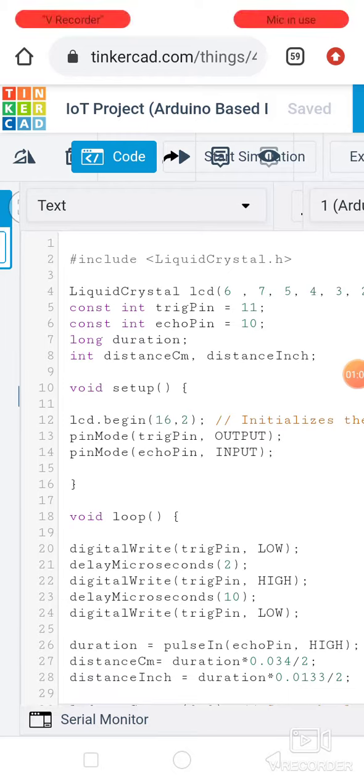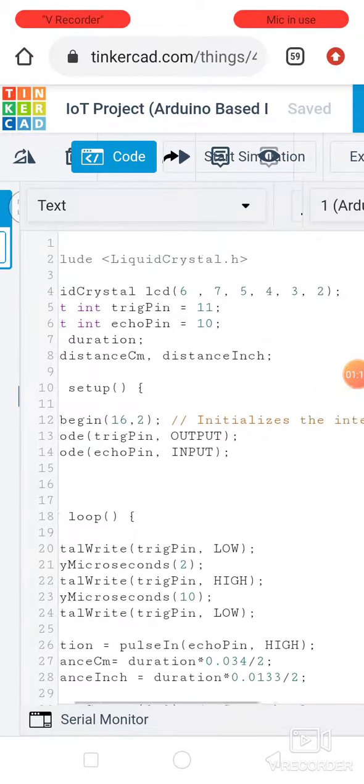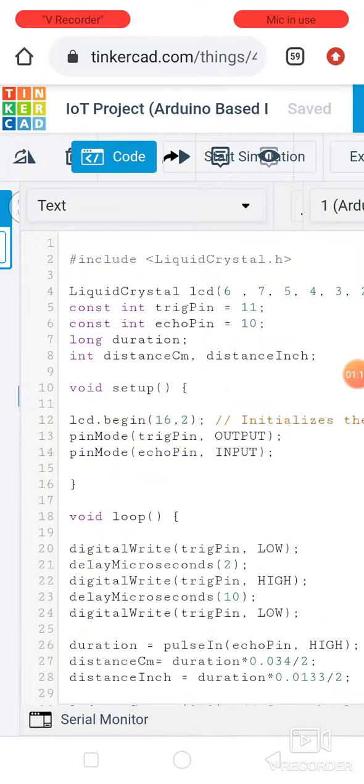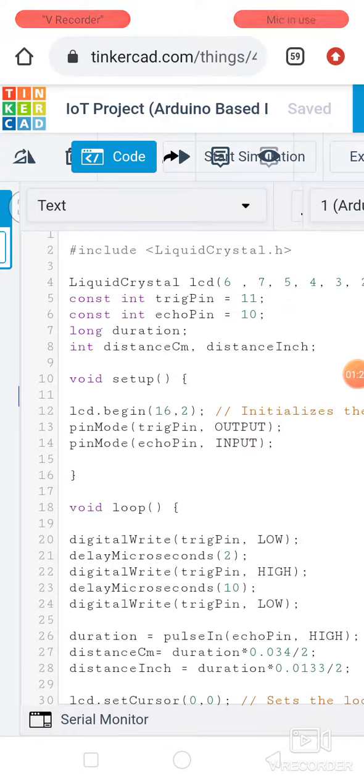This is the coding part where I mention I use my LCD display in 4-bit mode. So pin numbers 6, 7, 5, 4 and 3, 2 are the pins I have connected to the Arduino board, and the trigger pin of my sensor is connected to pin number 11 of Arduino, and the echo pin is connected to pin number 10. As we know, in Arduino the PWM pins are at the right hand side. We can use that pin as an input as well as output.